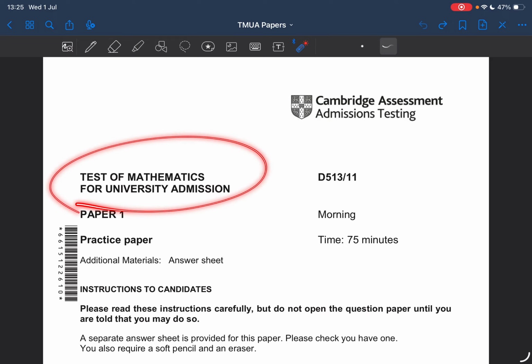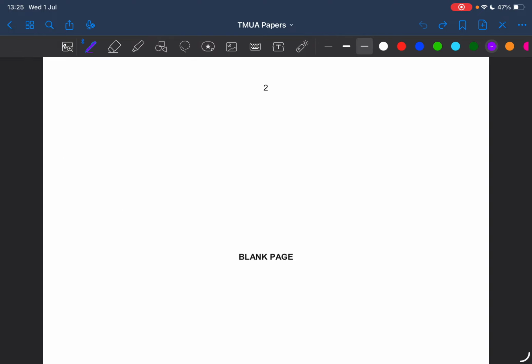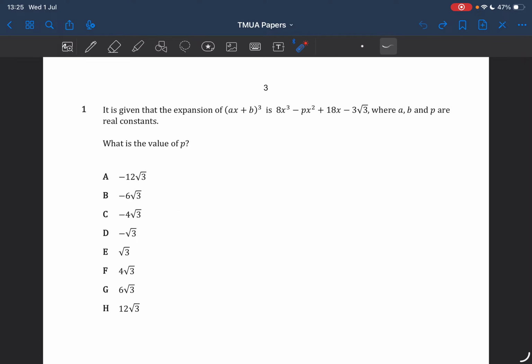Right, hello my lovers. TMUA today, paper number 1. It's the practice one, so like 2016, if it comes up like that. Let's get going. So first thing, we've got some expansion.